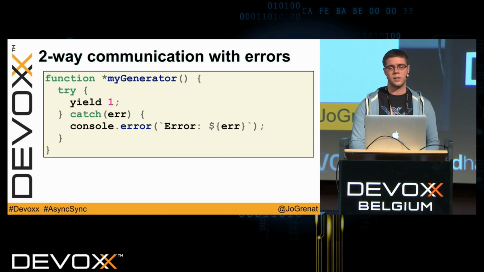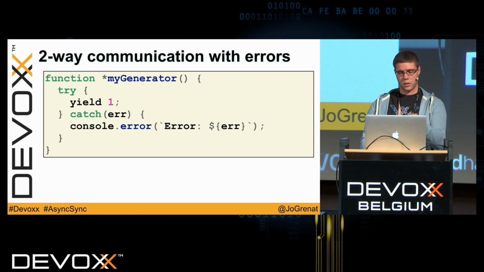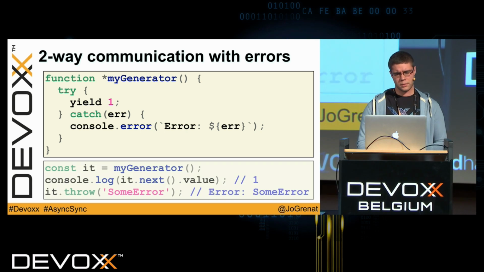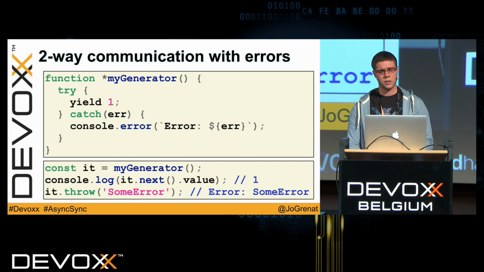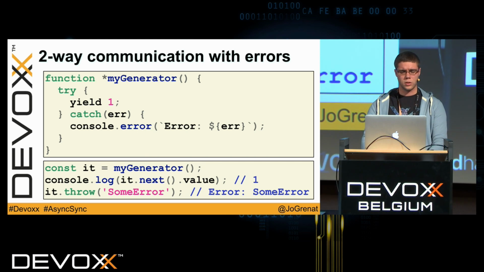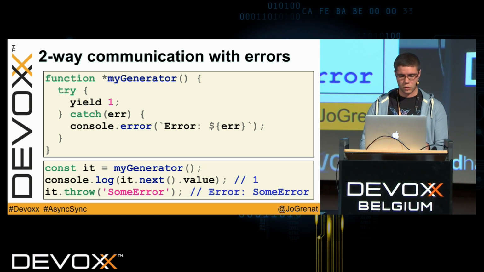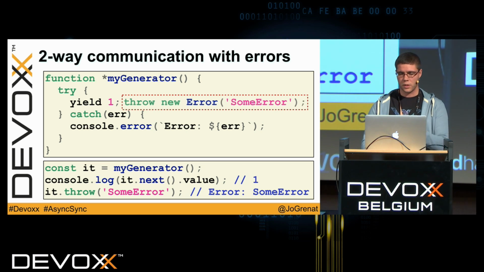It also works with errors. You can send an exception inside a generator. So right here, we're yielding the value 1, and maybe there will be an exception, so we have surrounded this by a try catch. And if you want to throw an exception into a generator, you just use the iterator.throw method with whatever you want to throw inside the generator. So it will just do something like that.